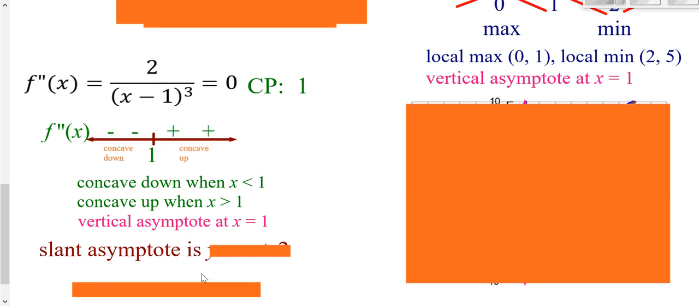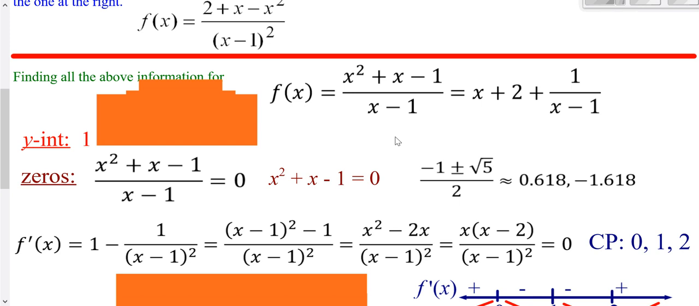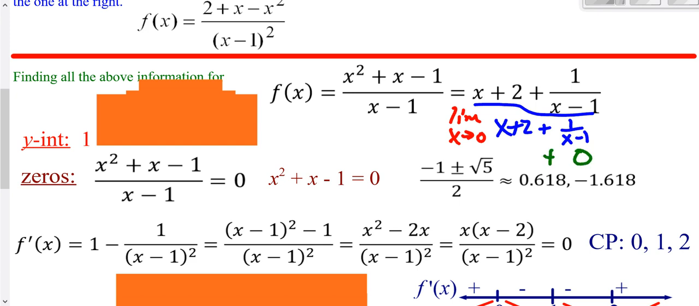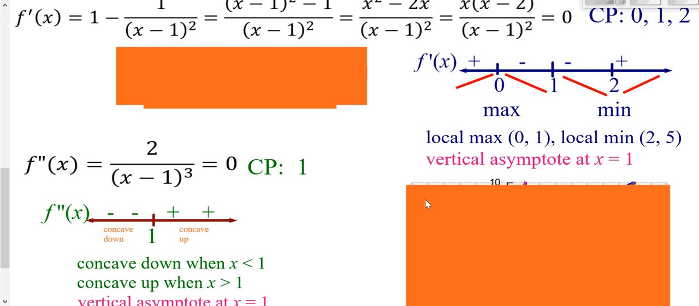Your end behavior is your limit as you approach infinity. So you look at your limit as x approaches infinity. It's easiest to do that of this right here. As x gets really, really big, this last fraction here goes to 0. So it really just leaves you with this x plus 2. So that would be your slant asymptote.